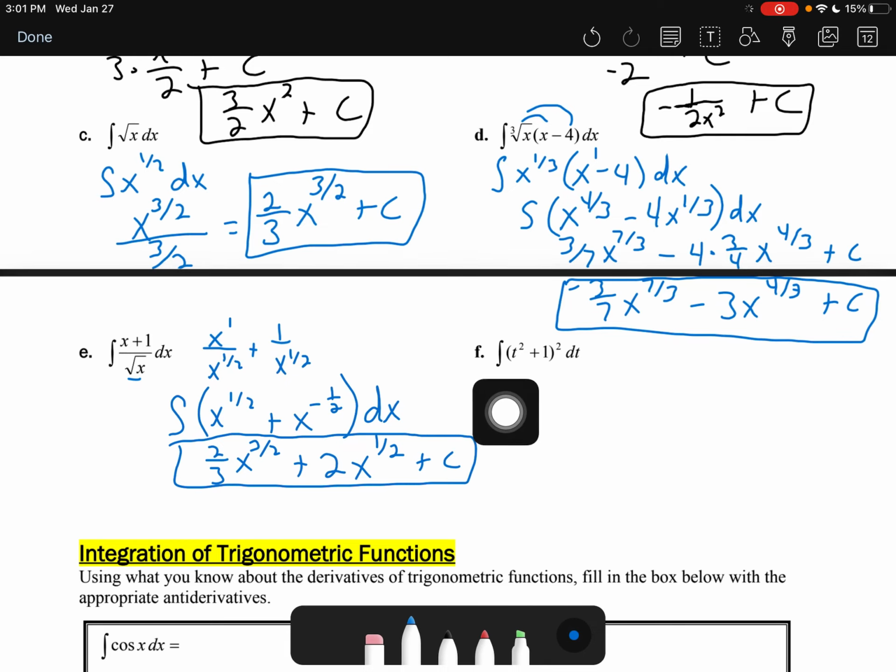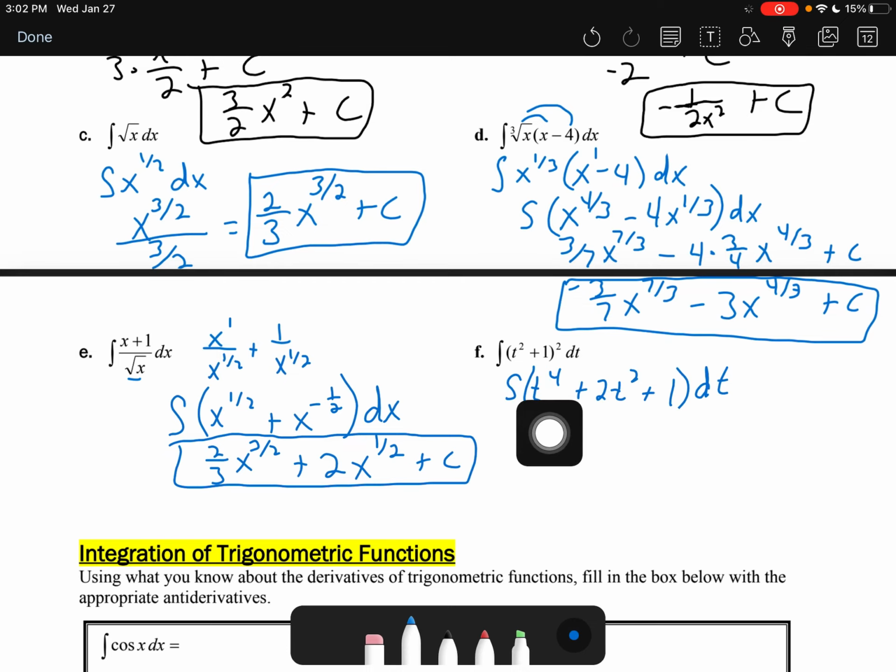Okay, part F, we've got, again, when we did derivatives, we could have used a chain rule, power rule, but we don't have that here, so what we need to do is just expand this, so just FOIL this out. So we're going to have t to the 4th, and then when you FOIL this, you have first times second times 2, so that's going to be plus 2t squared plus 1. Okay, so I've got the integral of this expression. Variable of integration is t, so we put dt on there.